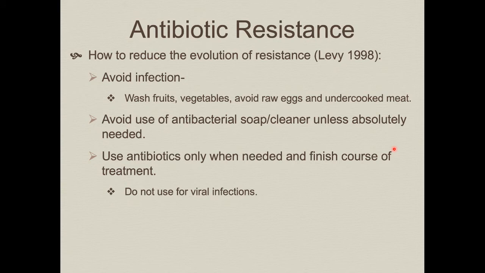So how do you do that? Well, here's a paper that came out in '98 to kind of talk about some of these issues. And the first thing is just practice good hygiene. Wash fruits, vegetables, don't eat raw eggs, undercooked meats, and then wash your hands frequently. But try to minimize the use of any kinds of soaps or cleaners that actually have antibiotics in them. I think this is relatively rare. Just use regular soaps. And then, as I mentioned, if you do take antibiotics for an infection that you have, follow the instructions carefully and finish that course of treatment.